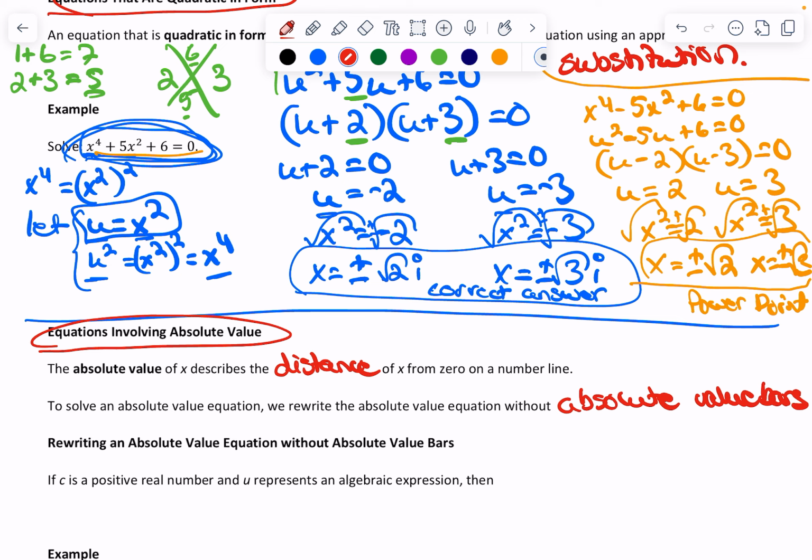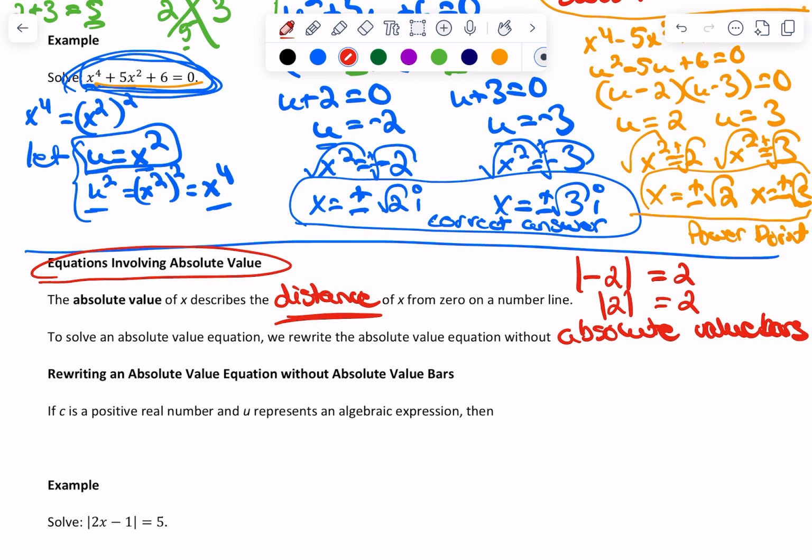So remember absolute values. For example, if we have the absolute value of -2, this is 2. The bars are the lines that are around. If we have the absolute value of 2, it's also 2 because it is the distance. So both -2 and 2 are 2 units away from 0 on a number line if we put them on a number line.